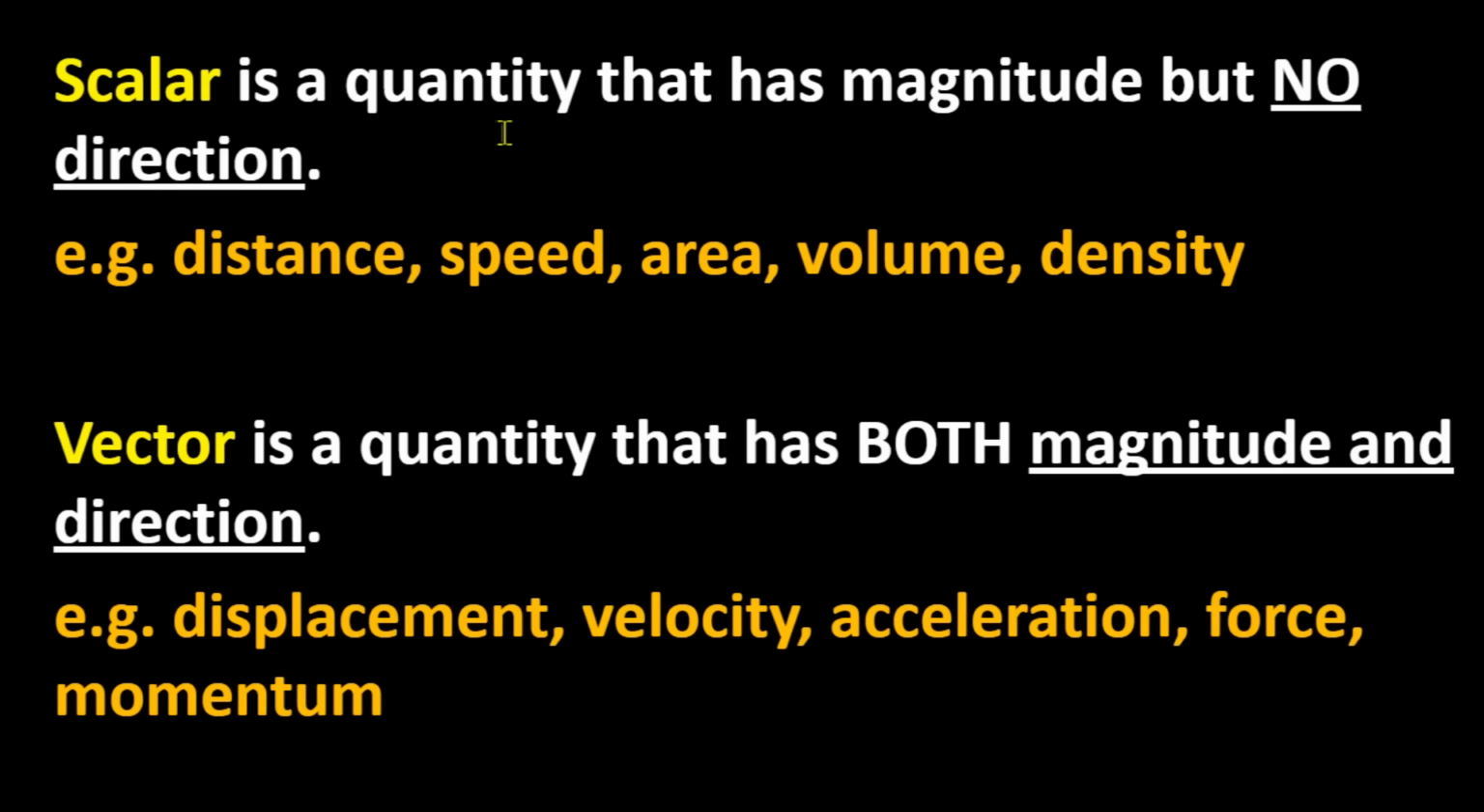Scalar is a quantity that has magnitude but no direction. Vector is a quantity that has both magnitude and direction. Examples of scalars would be distance, speed, area, volume, and density. All of these would have magnitude but no direction. Examples of vectors are displacement, velocity, acceleration, force, and momentum. All of these would have magnitude and an associated direction.